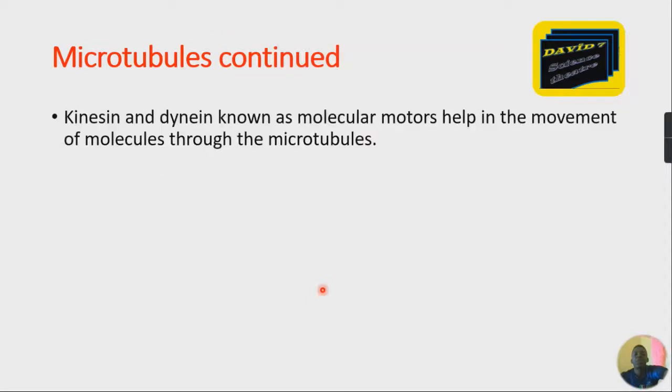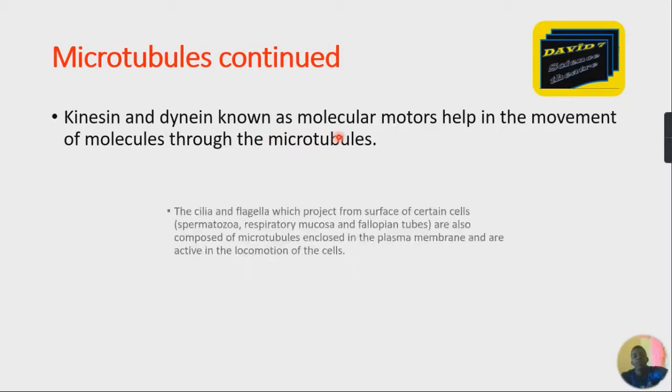If we talk more about microtubules, we have kinesin and dynein. These are molecular motors. They help in movement of molecules through the microtubules. If some molecules are going through the microtubules, these two molecular motors play a very important role for these molecules to traverse through the lumen of the microtubules.